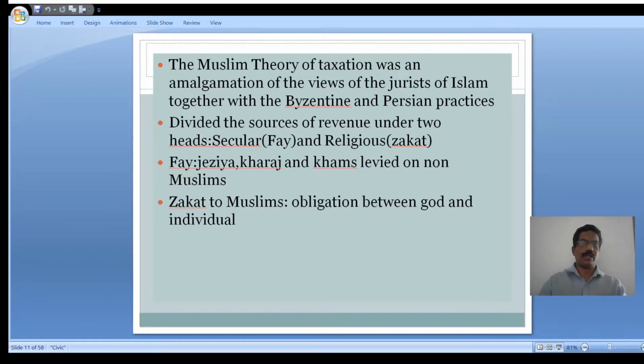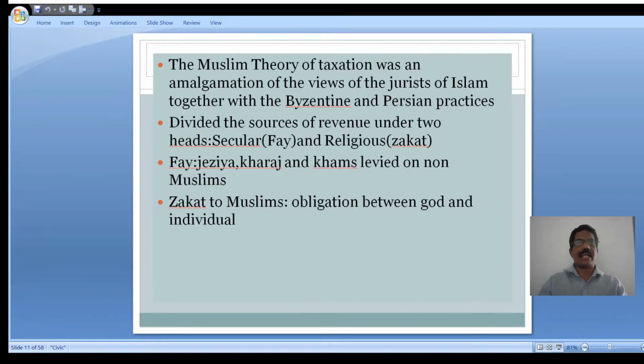Now we have to study the modes of assessment: assessment of the land, of the property, or of the products. It was the assessment of agricultural products, land and property tax that was imposed. There are three kinds of assessment system: sharing, appraisement, and measurement.